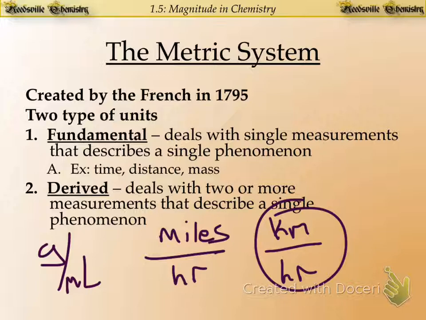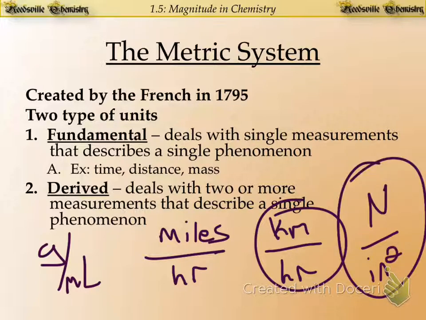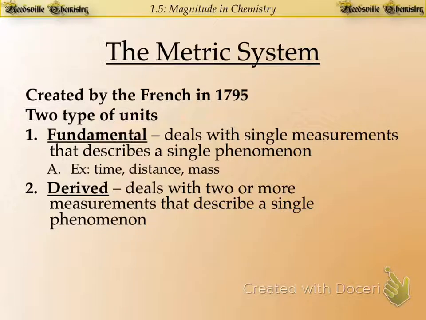Pounds per square inch, okay? That's a derived unit, but again, it's not metric. So we could do something different. We could do newtons per square meter. There you go. That's a unit of pressure, by the way. All right, so those are the two different types of metric units that we see, and there are some examples down there.